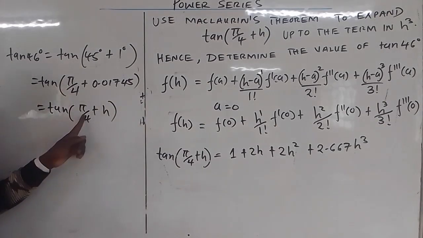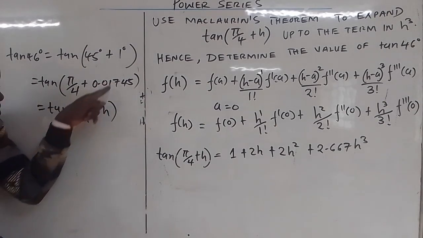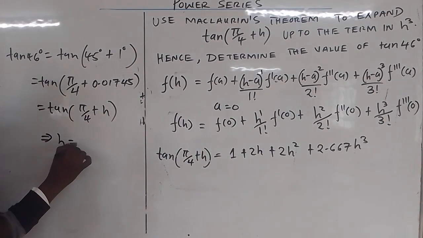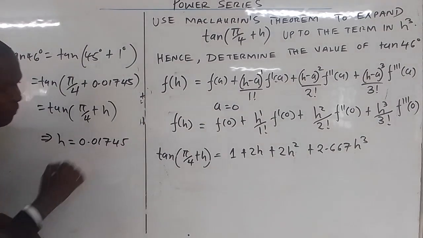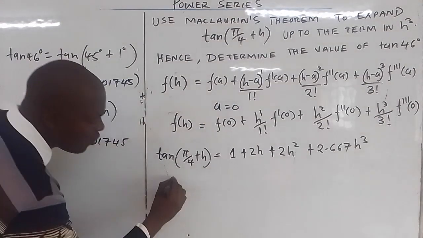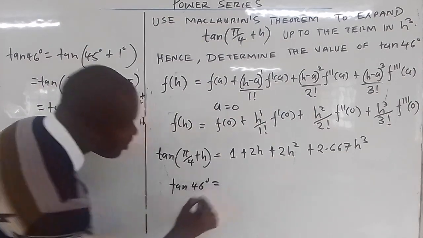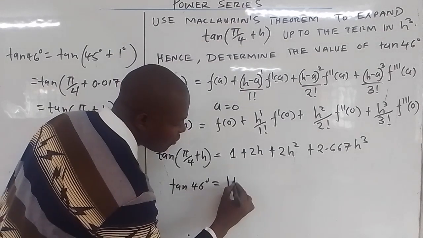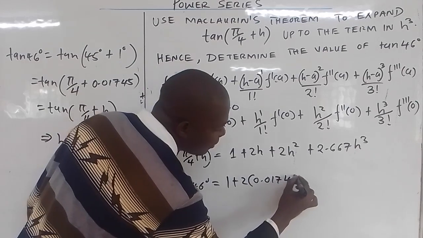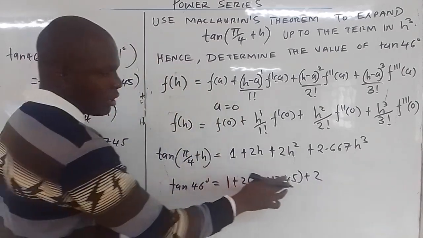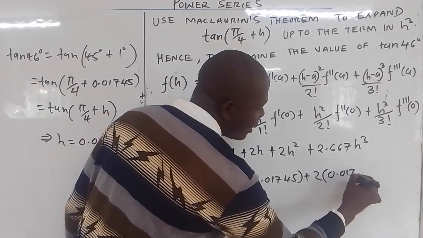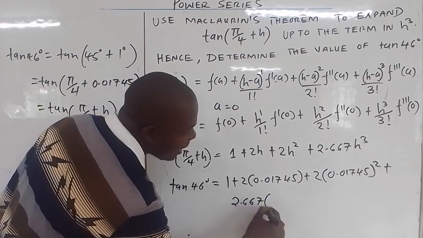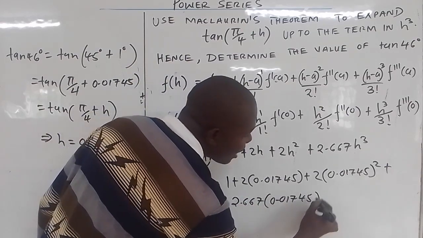So you can see your pi over 4 is just pi over 4 the way it was. So this is the value of h, meaning where there is h, you are going to put this value. Are you seeing? Yeah. So this implies that h is equal to 0.01745, isn't it? So when you are looking for tan 46 degrees, where there is h, you put 0.01745. So you are going to have 1 plus 2 into the value of h, then plus 2 into the value of h squared, then plus 2.667 into the value of h cubed.